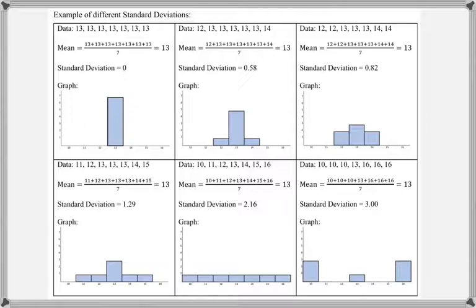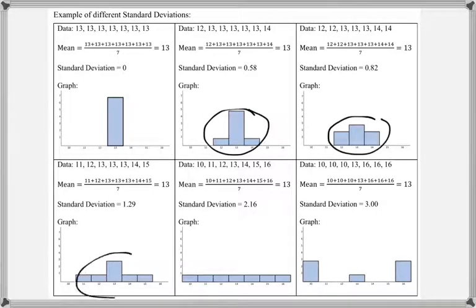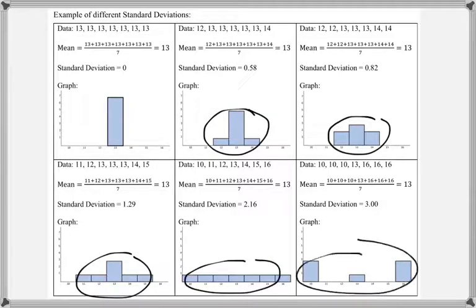And the first data set is starting out with every value being 13. So that is not spread out at all, which is why it has a standard deviation value of 0. But then as the data gets more and more spread out, you can see that the standard deviation value continues to increase. So the mean is the average of your data, but the standard deviation represents how spread out it is.